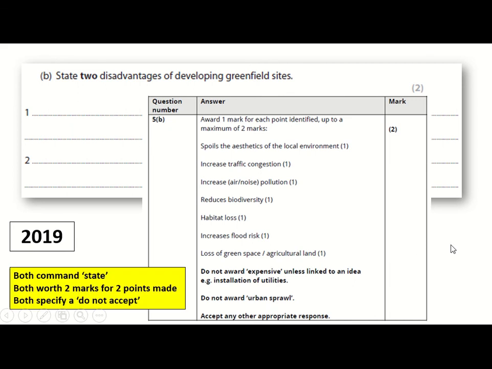So what have these 2 got in common? Well, they both use state as a command word. They're both worth 2 marks for 2 points being made, 2 basic points, and they both specify do not accept. So make sure the points you're making do link to the question. Is it a disadvantage of greenfield sites? If the answer is no, then you won't get it right.